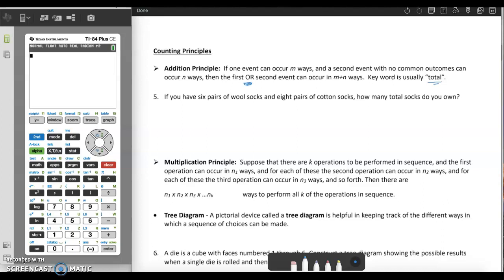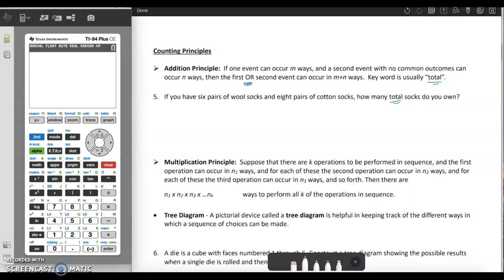And when you read these, you're going to think, I've known this forever. So it says, if you have 6 pairs of wool socks and you have 8 pairs of cotton socks, how many total socks do you own? This is technically an addition principle rule. We want to know the total. There are two different types of socks, right? They have no common outcomes. It's either a wool sock or a cotton sock.